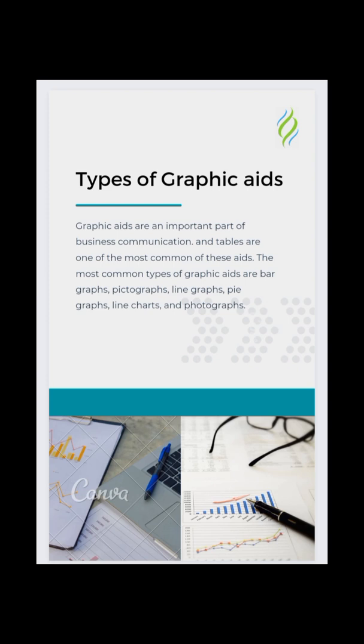Next is types of graphic aids. Graphic aids are an important part of business communication, and tables are one of the most common of these aids. The most common types of graphic aids are bar graphs, pictographs, line graphs, pie graphs, line charts, and photographs.